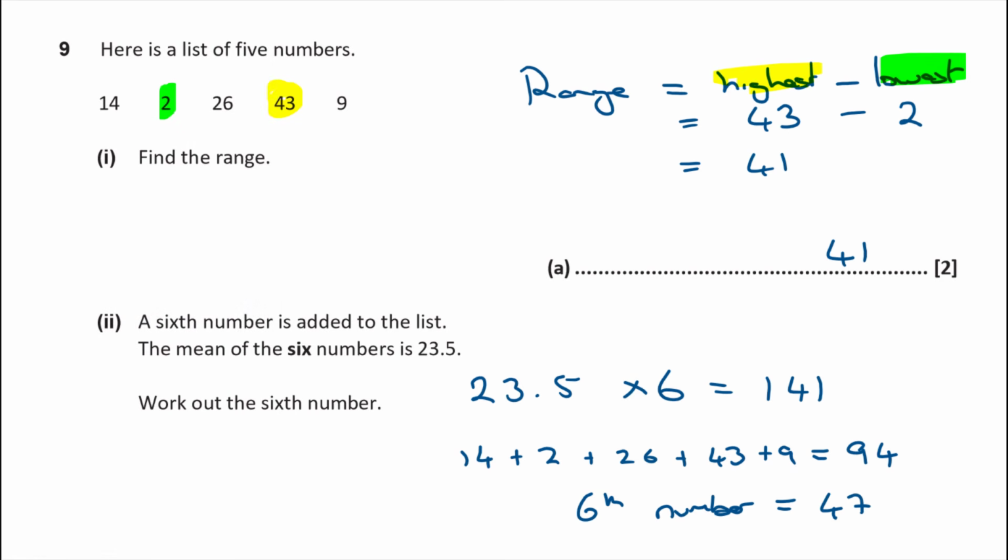Okay, so the 6th number is 47, making the total of the 6 numbers 141, making the mean of the 6 numbers 23.5 when you divide it by 6. Make sense? Hope so. Let's move on.